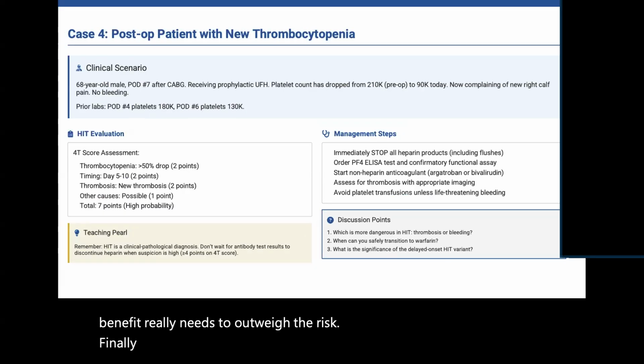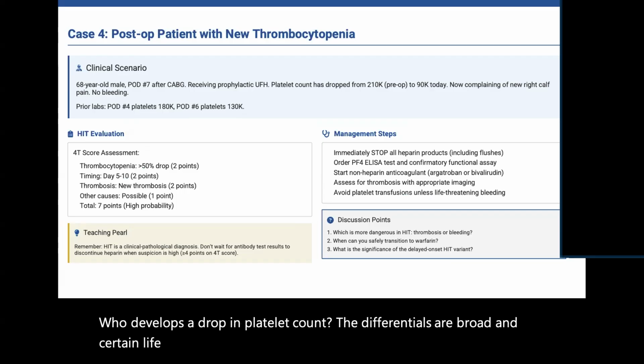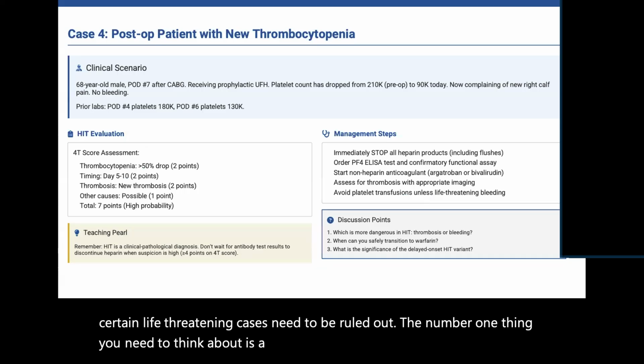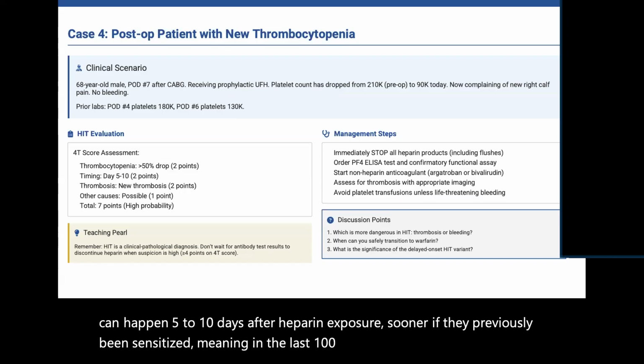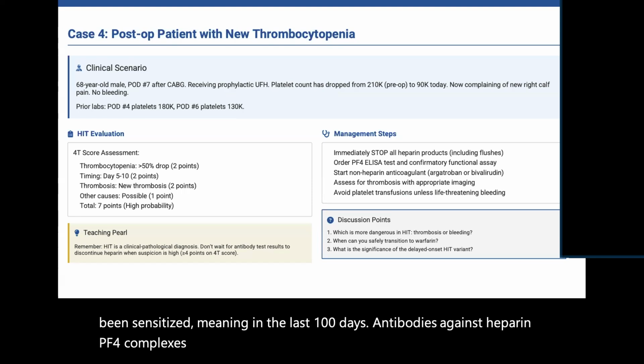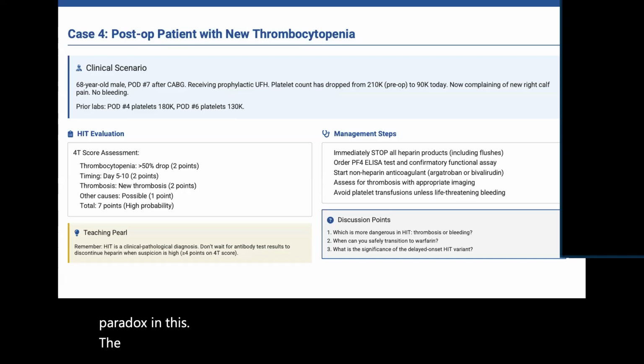Finally, this is case 4, a post-operative patient who develops a drop in platelet count. The differentials are broad and certain life-threatening causes need to be ruled out. The number one thing you need to think about is heparin-induced thrombocytopenia, which can happen 5 to 10 days after heparin exposure, sooner if they've previously been sensitized, meaning in the last 100 days. Antibodies against heparin-PF4 complexes activate platelets and increase thrombosis risk. The paradox in this is that the platelets are falling, but they're forming clots.